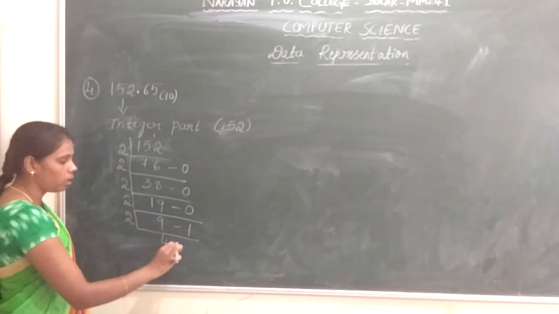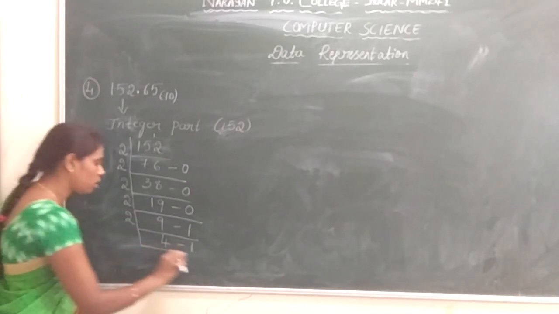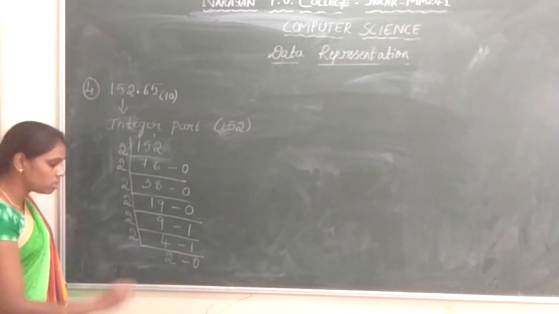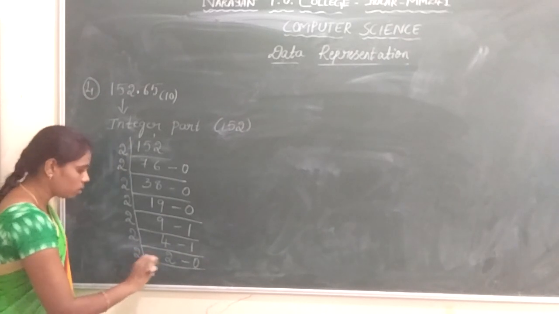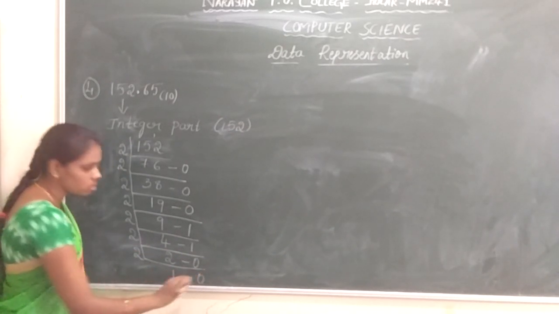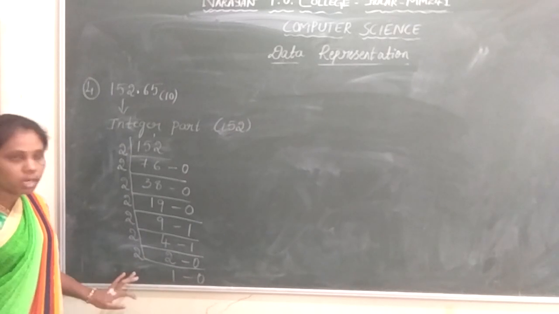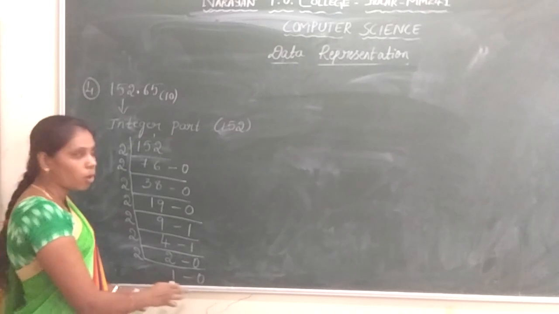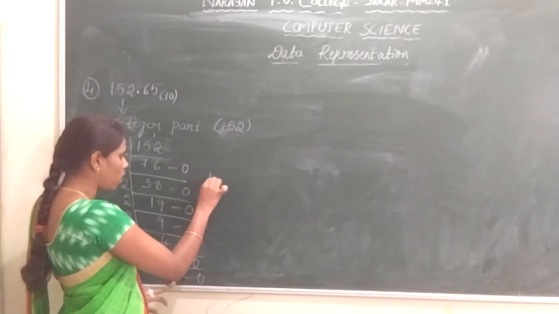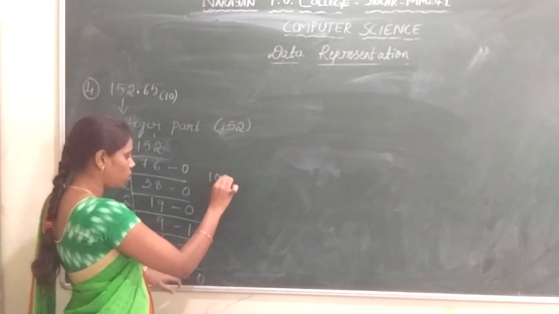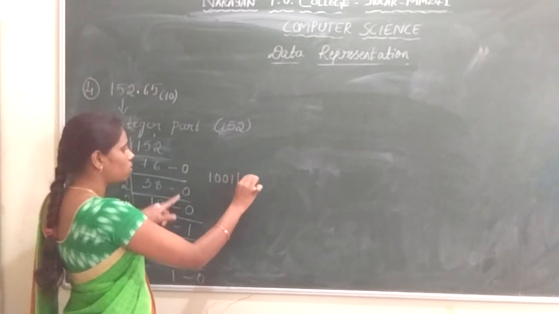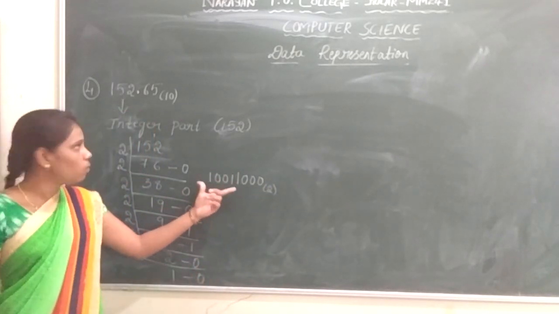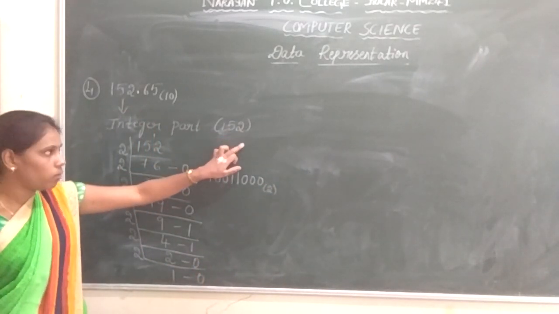So 2 4s are 8. The remainder is 1. 2 2s are 4. The remainder is 0. 2 1s are 2. The remainder is 0. Now 1 cannot be divided by 2. I will stop this process and write down the values from bottom to top, that is 1 0 0 1 1 0 0 0. This is the binary equivalent value for the integer part 152.